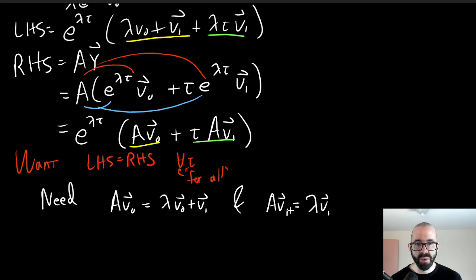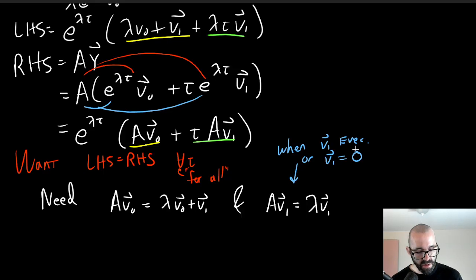There's only 2 times when this happens. When can this happen? Well, when v1 is an eigenvector, or we haven't talked about this much, but if it's the 0 vector, this also works. And notice what happens in either of these cases.